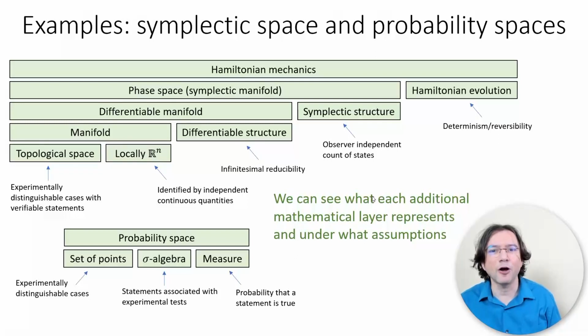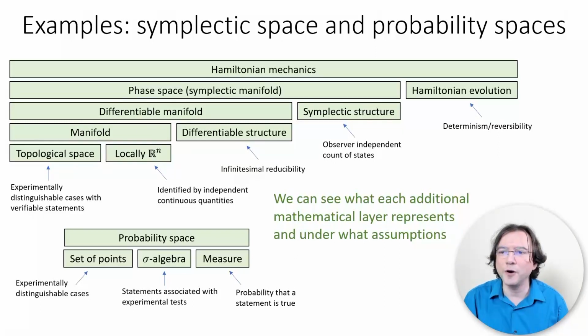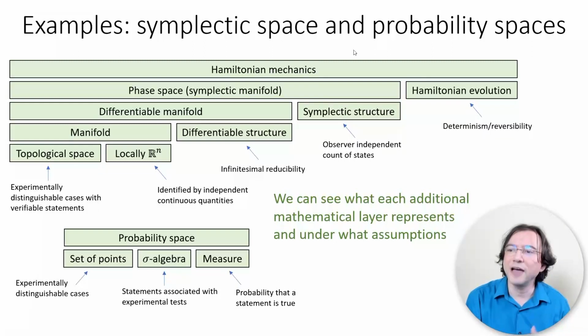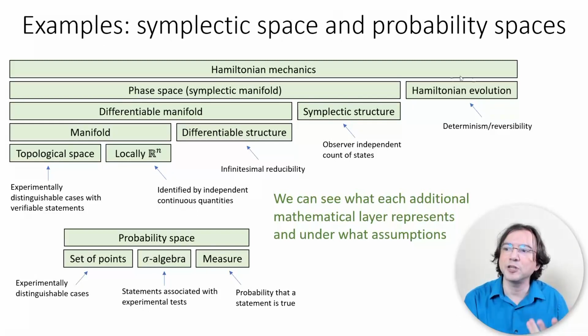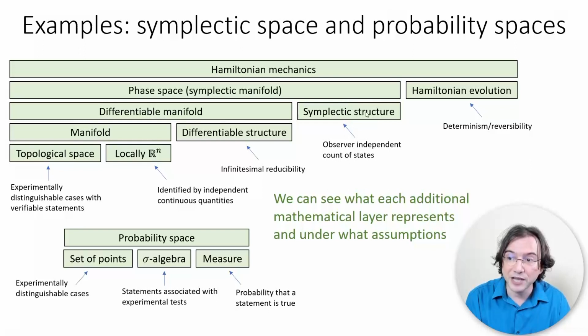So just to give you an example of how we should work and think about this, let's start with classical mechanics, because again it's one of the things that we have the biggest idea of. Hamiltonian mechanics is a phase space plus some Hamiltonian evolution. The phase space is mathematically a symplectic manifold, and the Hamiltonian evolution is an additional structure on the symplectic manifold that captures the physical idea of determinism and reversibility. But mathematically, the symplectic manifold is two things: a differentiable manifold plus a symplectic structure. The idea is that this structure is there to define an observer-independent count of states. So all of this structure is there to capture this physical idea.